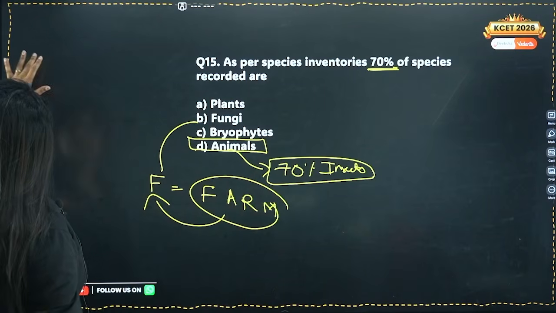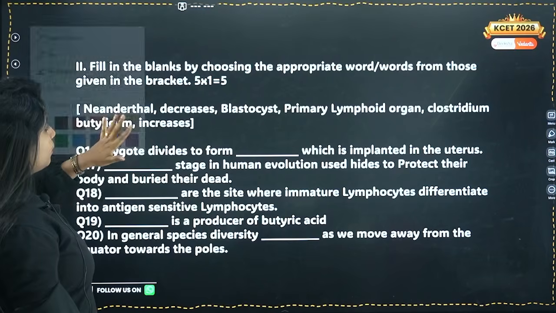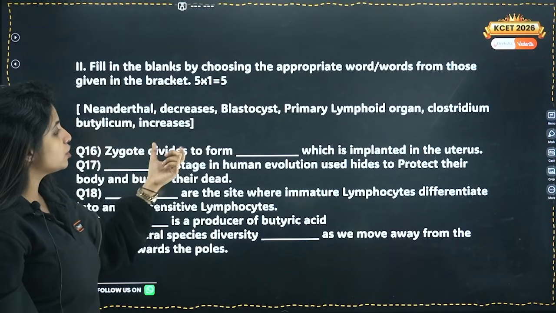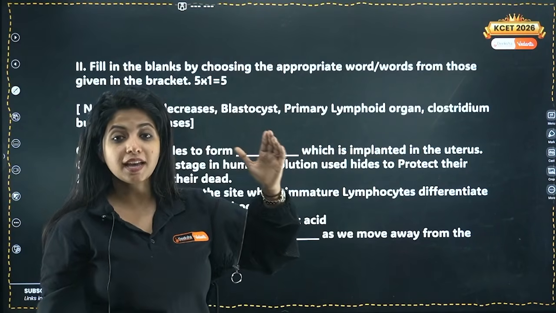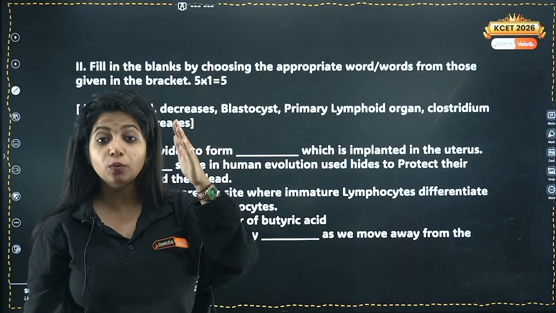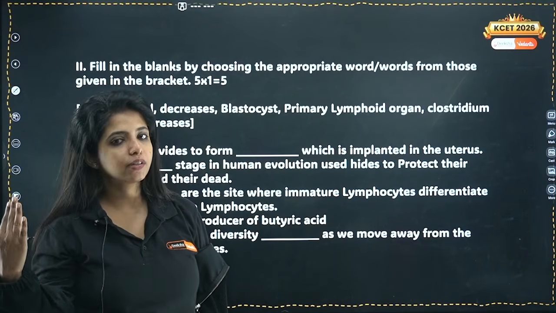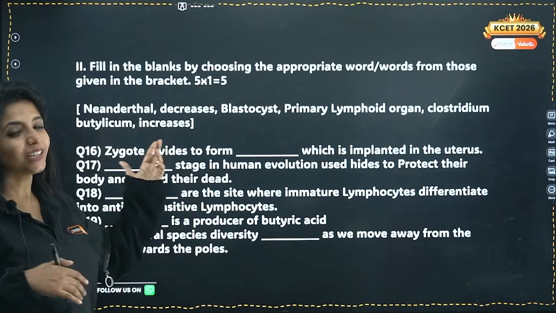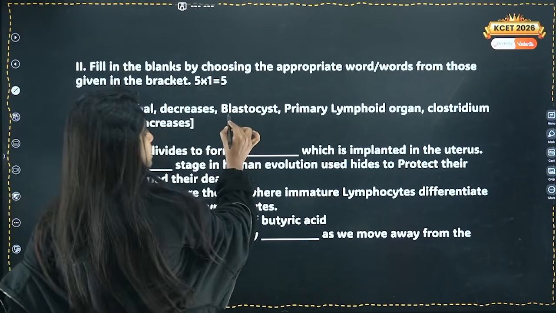Okay, yes. And now we go to the favorite part of the question paper, and that is what? The fill in the blanks. Zygote divides to form dash, which is implanted in the uterus. Implanted means it goes and settles down in the uterus, the endometrium of the uterus. Now you tell me the answer for this. Otherwise, obviously I wouldn't do that. So zygote divides to form what? What stage of embryo? Blastocyst.